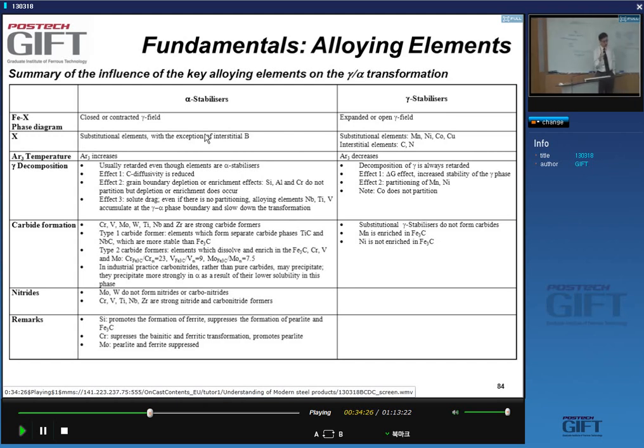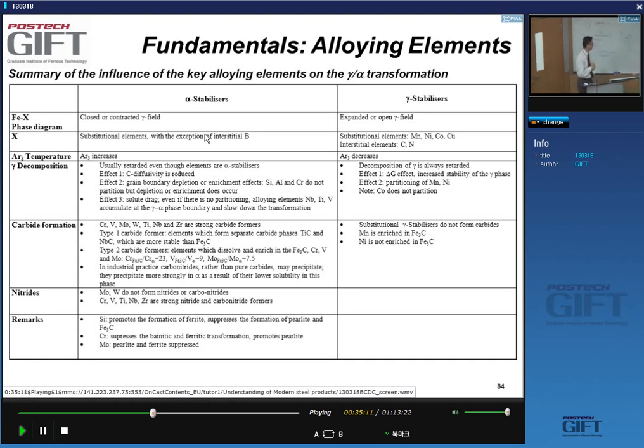Now, to wrap this up, I do want to go through this important table, which basically puts all of what I've said into a very concise form. Okay, so in general, of the elements that we add to steels, carbon, manganese, silicon, chrome, vanadium, tungsten, titanium, etc., we can always divide them into alpha stabilizers and gamma stabilizers.